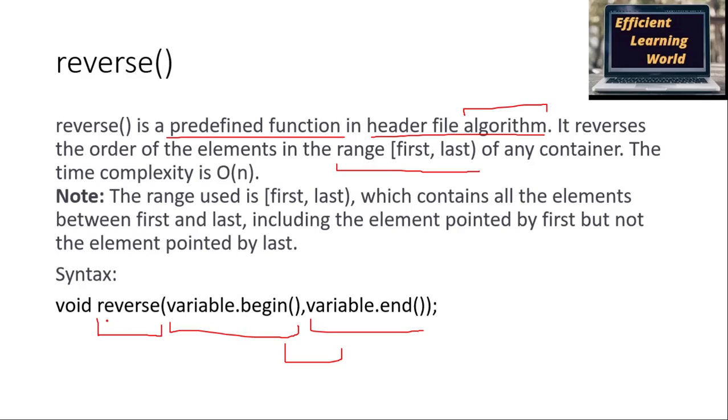One thing also important is that this function will not return any type of value. That's why you can see that the return type is void, and this function is already defined in the algorithm header file. So this function is used to reverse the string.